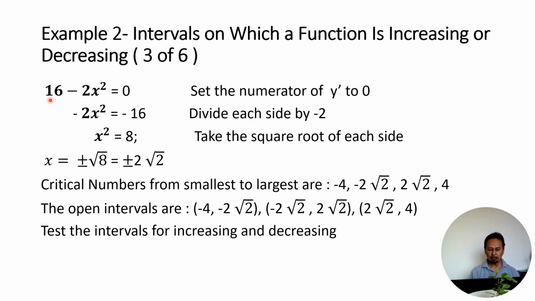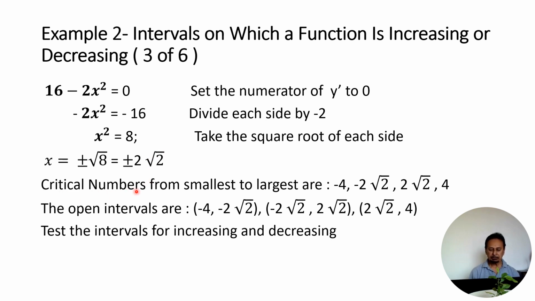So we set the numerator 60 minus 2x squared equal to 0. And let's solve for x. Take the 60 to the right, becomes minus 60. Divide by negative 2, becomes x squared equals 8. So now we take the square root of each side, so x squared becomes x, and this becomes plus and minus square root of 8. We can simplify plus and minus 2 times square root of 2.